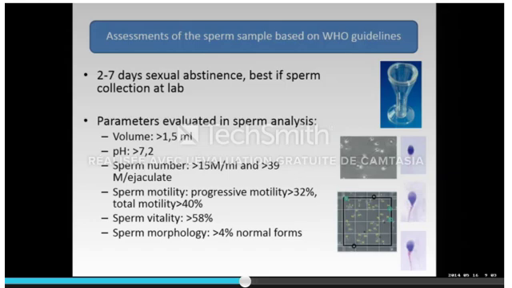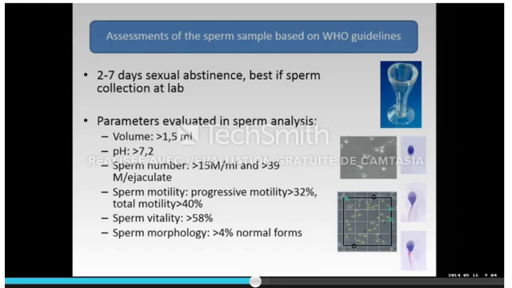Just a few words about abstinence. Why does the WHO recommend these 2 to 7 days of sexual abstinence? Just remember what we said about the epididymis. The epididymis is the place where the sperm is maturing, but it's also the place where the sperm is stored. So within the epididymis, you would have different populations of sperm, some quite young, just produced and hardly matured, and some very mature, produced a few days ago, and slightly undergoing apoptosis.